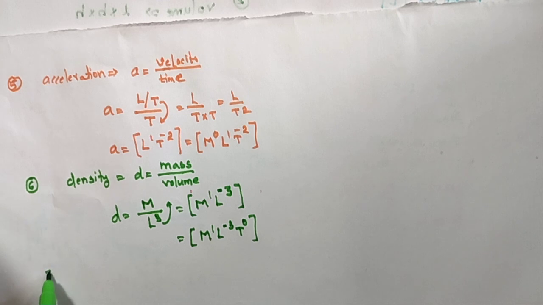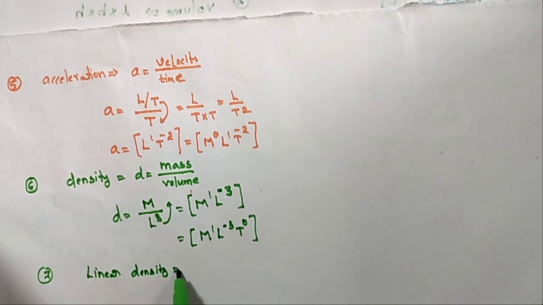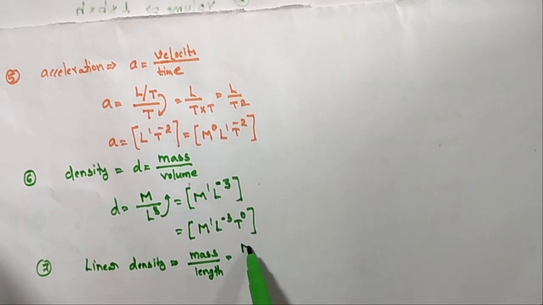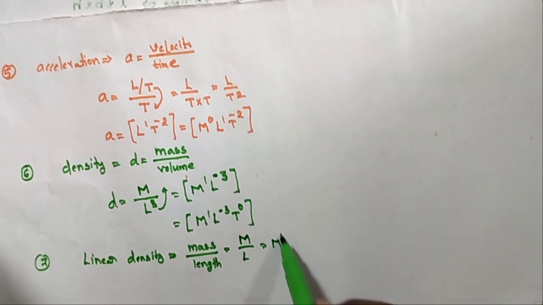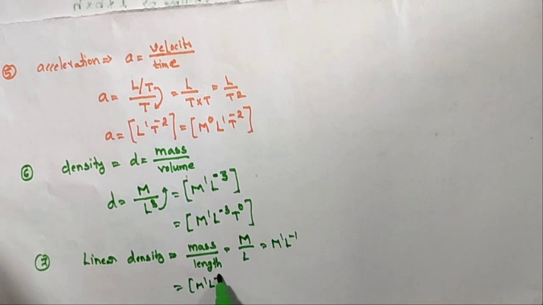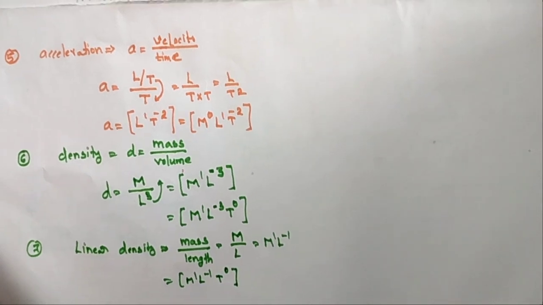Linear density, seventh one. Okay, the linear density and the density are both different. The linear density means mass per unit length. Mass per length, mass by length. Mass means dimension M, length means dimension L. So you can write directly M1 L power minus 1, or M1 L power minus 1 t power 0. This is called linear density.